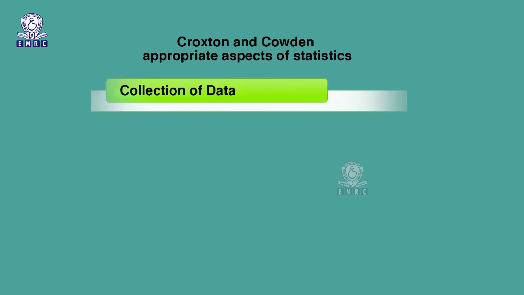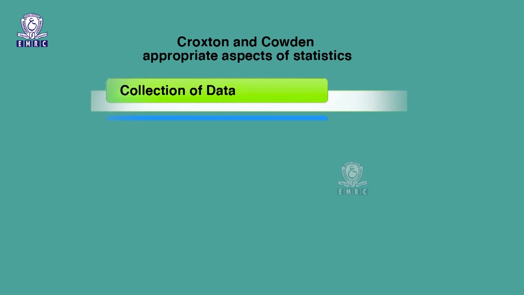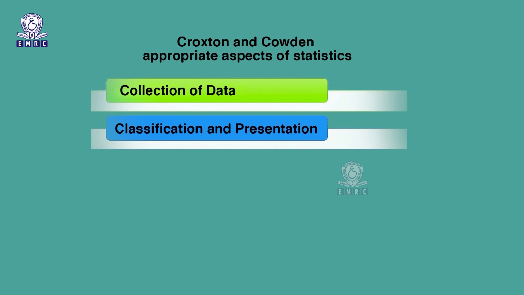These aspects are, the first one, collection of data. Once the nature of study is decided, it becomes essential to collect information in the form of data about the issue of the study. Therefore, the collection of data is the first basic step. Data may be collected either from primary source or secondary or from both the sources depending upon the objectives of the investigation.